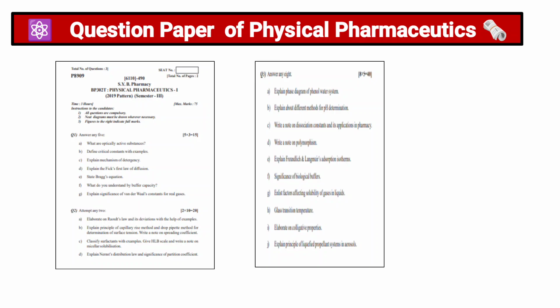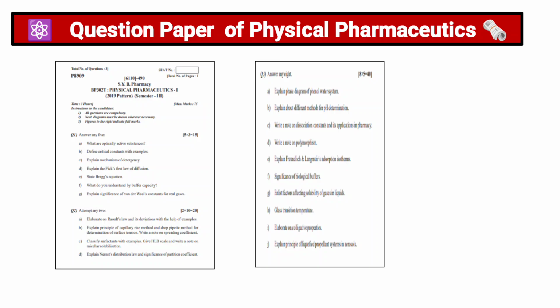10 mark questions asked: elaborate Raoult's law and deviation with the help of example. Next, explain principle of capillary rise method and drop pipette method for determination of surface tension. Write a note on spreading coefficient. Next, classify surfactant with example. Give HLB scale, hydrophilic lipophilic balance scale. Write a note on micelle solubilization. Next, explain Nernst distribution law and significance of partition coefficient.